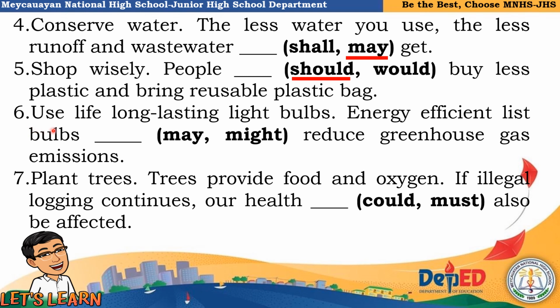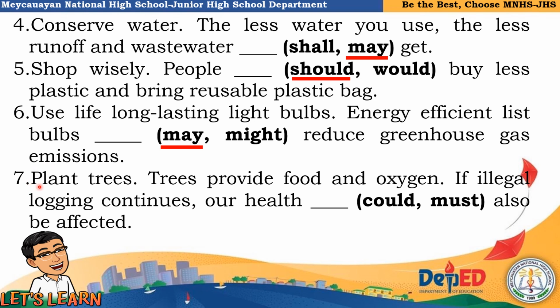Number 6, use long-lasting light bulbs. Energy efficient light bulbs may or might reduce greenhouse gas emission. May or might? 5 seconds to answer. The answer is modal may, because it portrays a greater possibility that if we use long-lasting light bulbs, there would be a reduction of greenhouse gas emission.